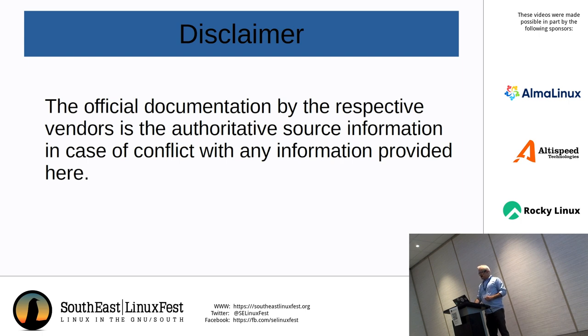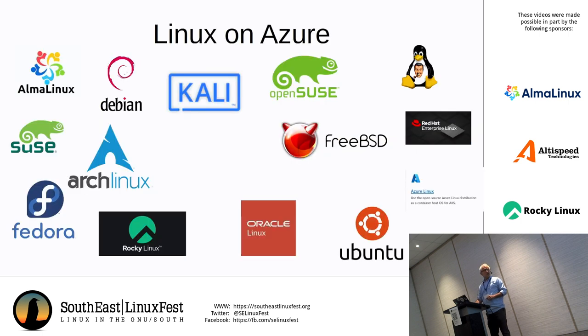Okay, let's get started. Linux on Azure, what can you run on Azure? Pretty much you can run anything, right? You can run Alma Linux, Debian, Kali Linux, OpenSUSE, Slackware, Red Hat, FreeBSD, Rocky Linux, Oracle, Ubuntu. And of course, it couldn't be missed, Microsoft Azure Linux, yes. We have our own distribution.